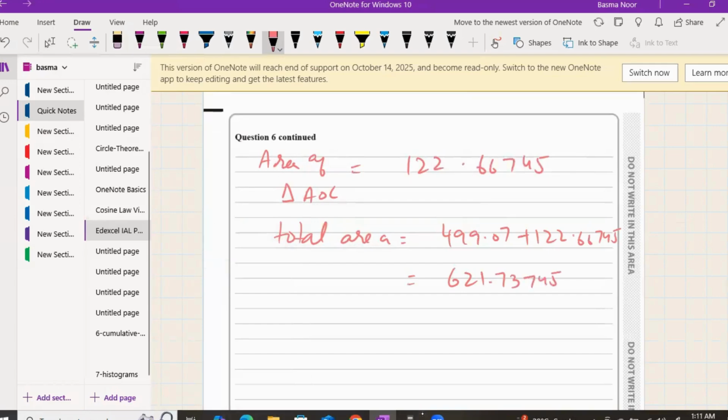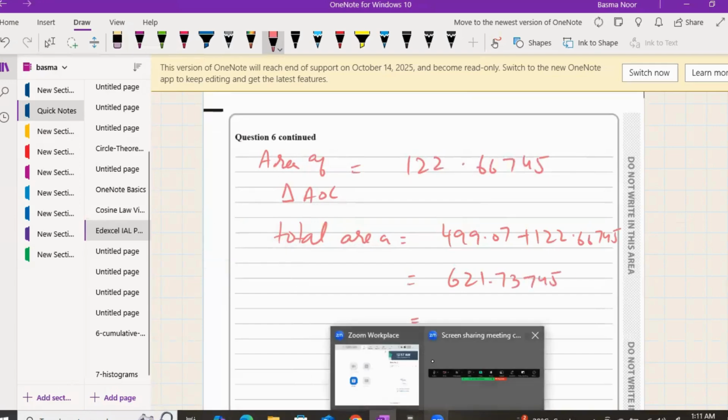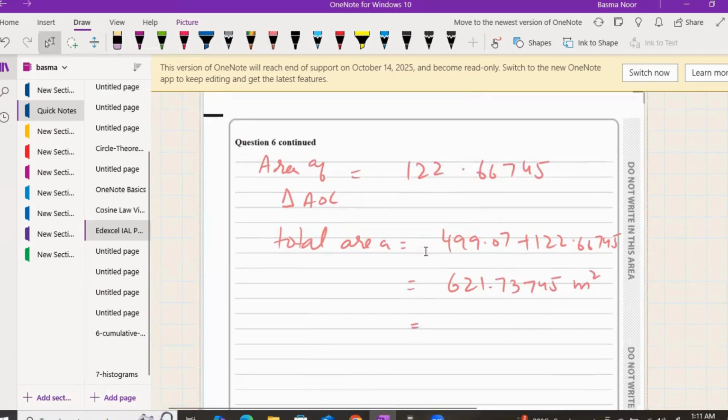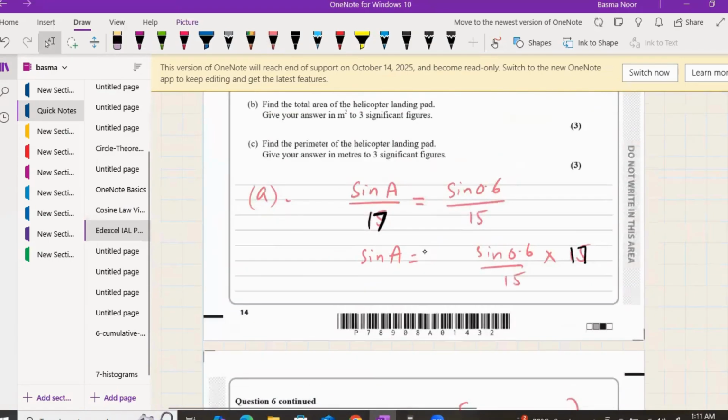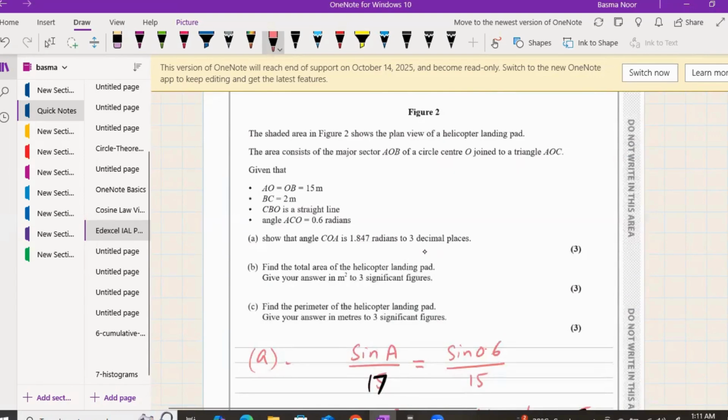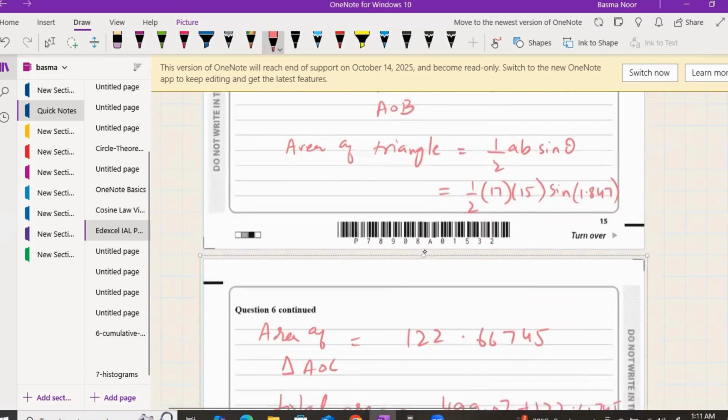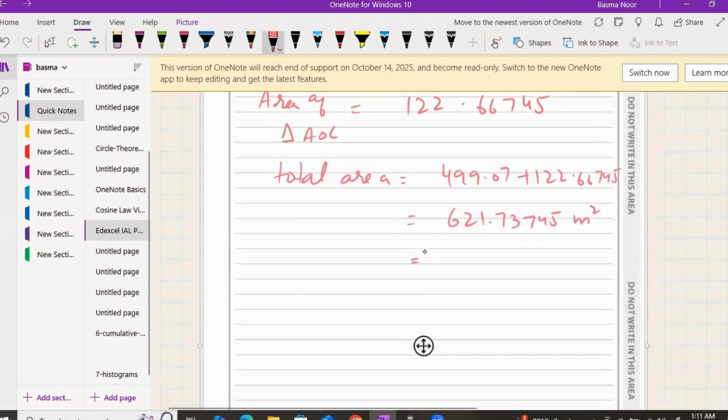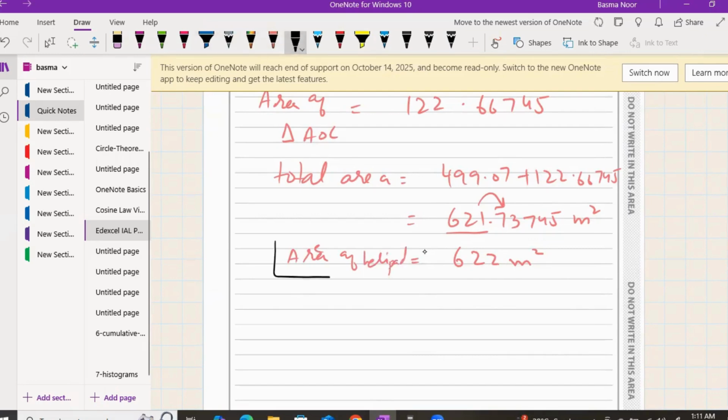621.73745. Okay, that is the area, but since they said square meters, the unit of length you are using is meter. They said in part B, give it to 3 significant figures. So my first 3 significant figures are 621, and after the 1 you have 7, so that becomes 622 square meters. That is the area of the helipad, or you can say the shaded area.